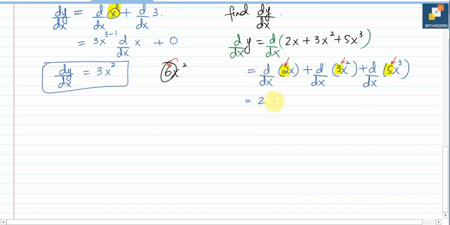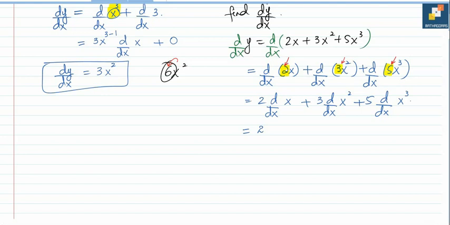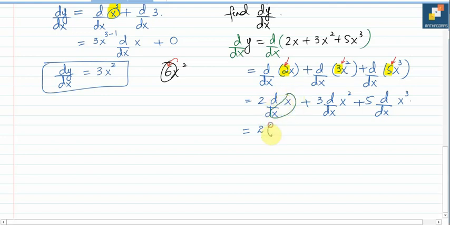So it's 2 d by dx of x plus 3 d by dx of x square plus 5 d by dx of x cube. Alright, you have written the coefficient before the differentiation. What is the benefit? Now your question will be simpler. How? For the first term, 2 as it is. We know that if these two alphabets are the same, d by dx of x is equal to 1. It is solved. The next one, 3 as it is.